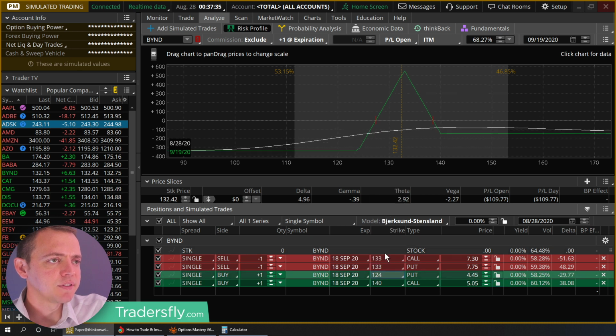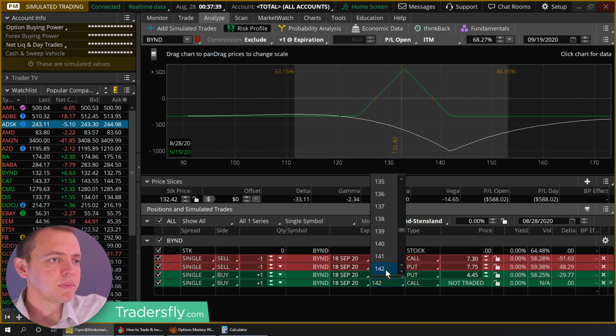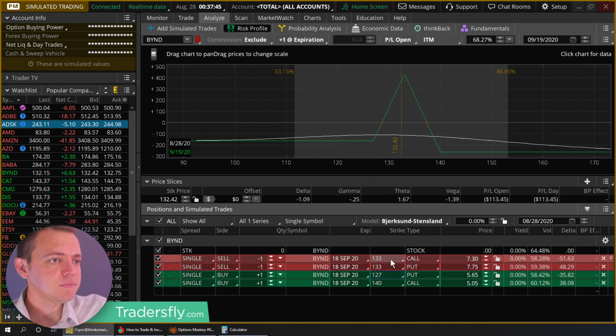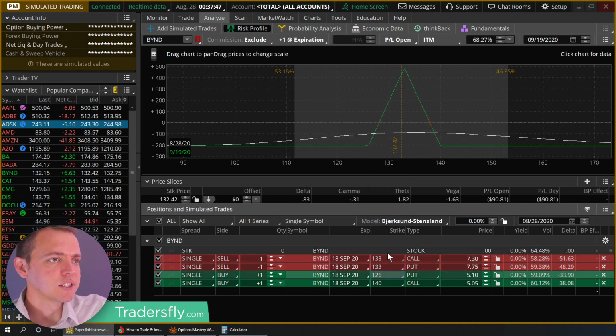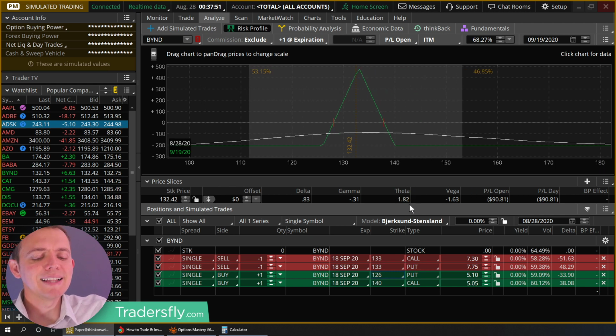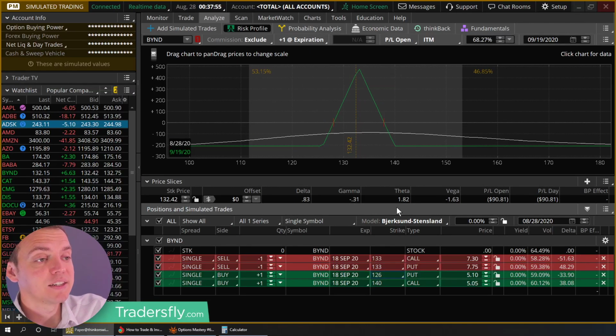And let's see if I can make it a little more balanced here. Maybe not perfect, just because of the 133s. I might have to juggle this a little bit like that. And there you go. And you're going to still have a theta. Now, you won't have as big of a theta, but you have a positive theta.